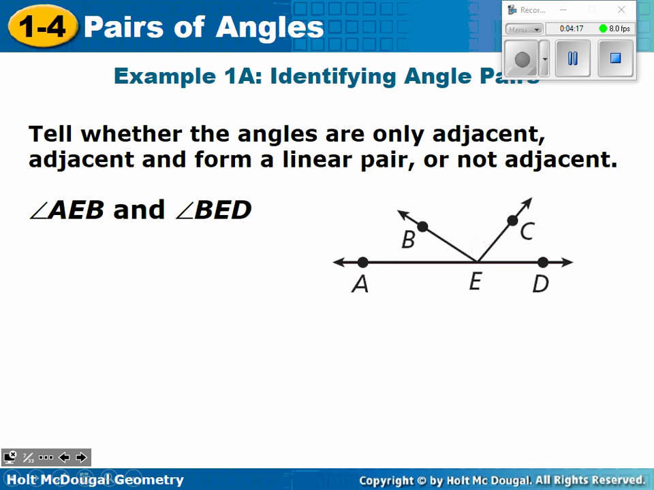All right, so we're going to look at some examples here together and see how you're doing. We're going to tell whether the angles are just adjacent and form a linear pair, or they're not adjacent at all. So let's start with this one, AEB. So look at that angle, and BED. Would those be adjacent and form a linear pair, or not adjacent at all?